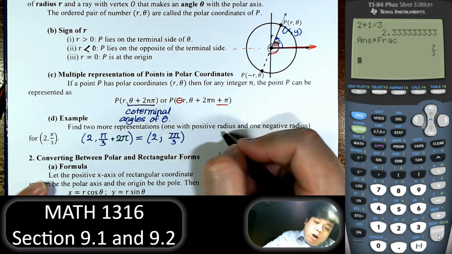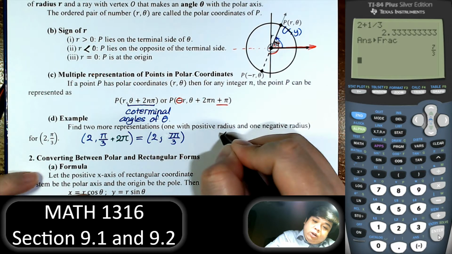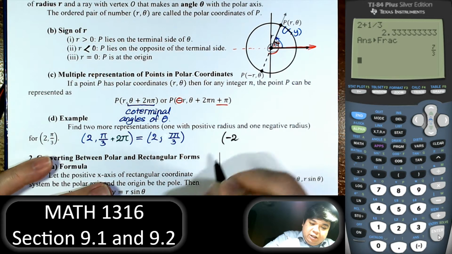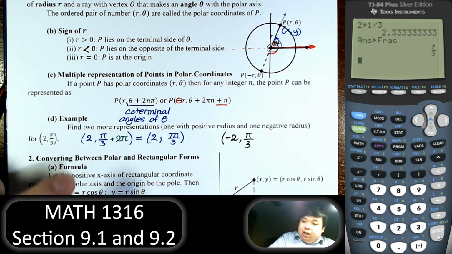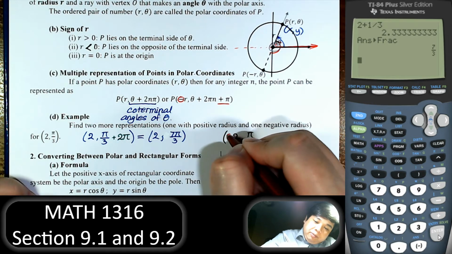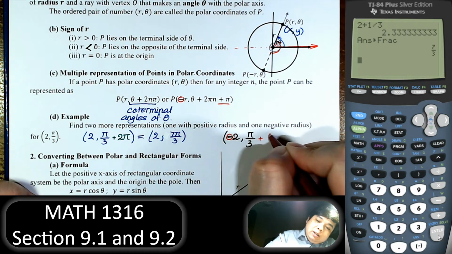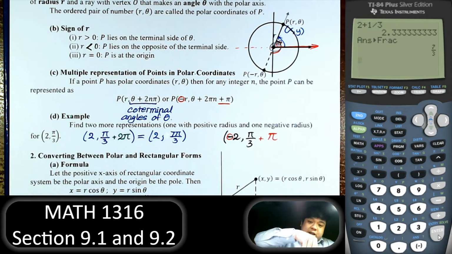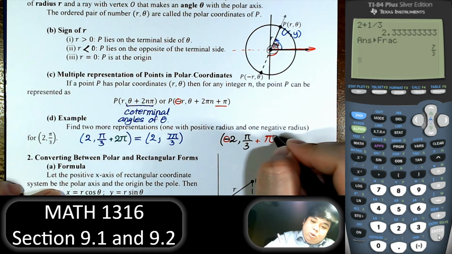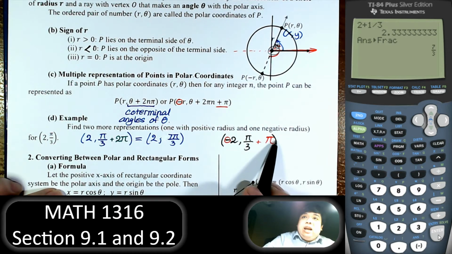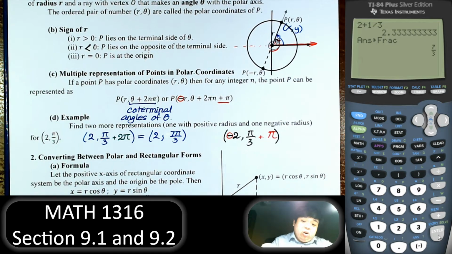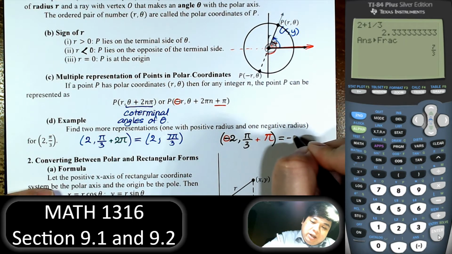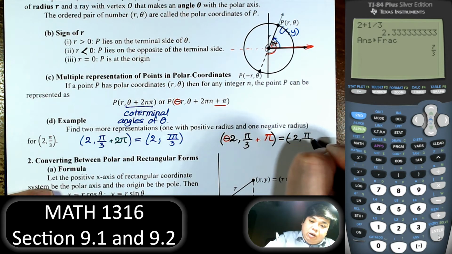Now, if we want the one with the negative radius, we are going to negate r. But when we negate r, we have to add a pi to the angle, so we turn around and get back to that same point. Of course, I can always add 2 pi or subtract 2 pi to get a coterminal angle of this, but here we just say it's going to be -2 and 4 pi over 3.